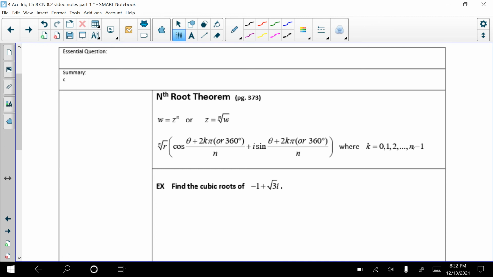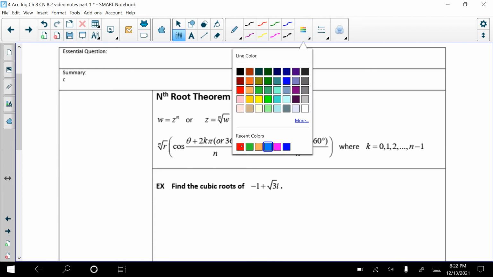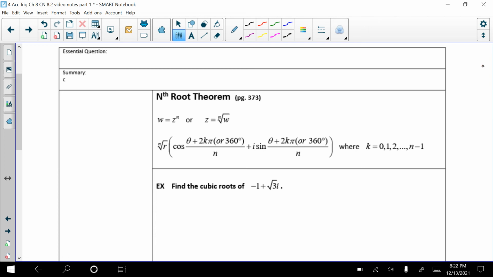So in particular, we've been asked to find the cubic roots of -1 plus radical 3i. So they have provided us with the complex rectangular number. Notice that is x plus yi notation. Our first order of business is just to convert to complex polar form. Remember, z equals r cis theta is what we've been using.